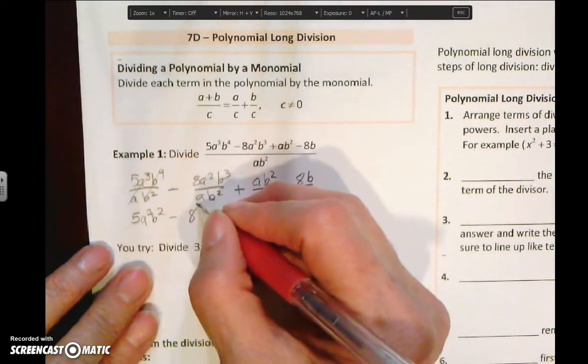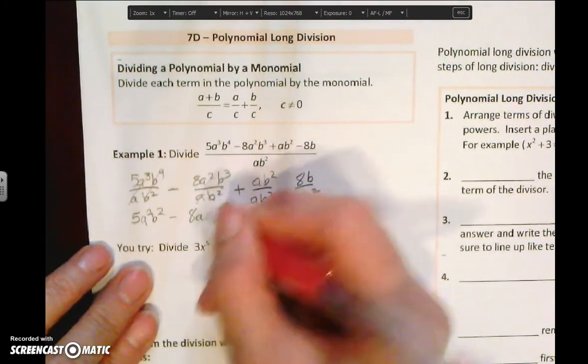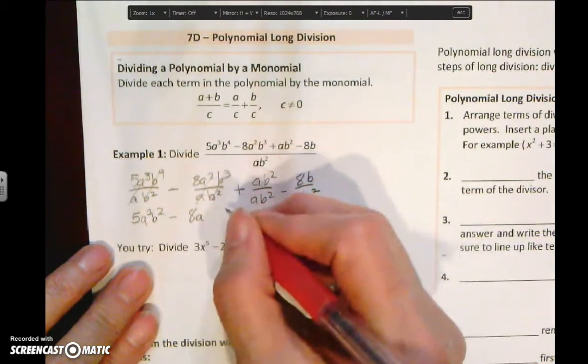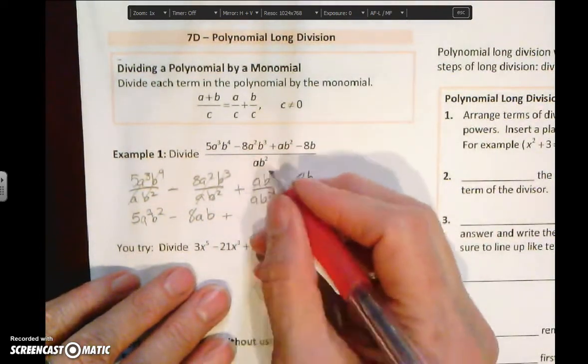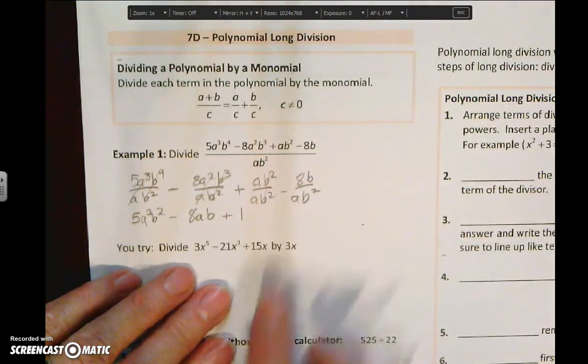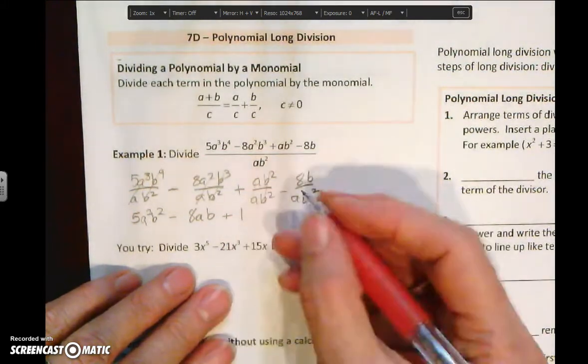This is an 8. The A and the A squared leaves me with an A. The B squared and the B cubed leaves me with a B in the numerator. Plus, and then all of that cancels. So that's 1. You want to make sure you put a 1 in that spot.